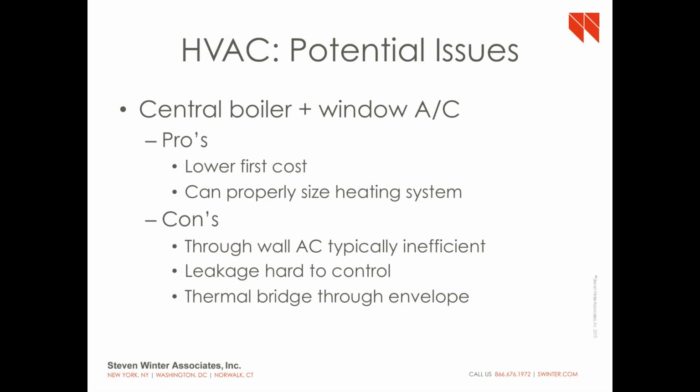So the pros of the first option are that it's a pretty low first cost. Central boiler, people can do that all day. Window ACs are very cheap. You can very easily size the heating system to match. One of the issues with passive house construction is they're so efficient that the smallest individual heating systems are much too large for the heating and cooling loads. They're just way oversized. We can't get anything small enough if you're looking for individual systems for passive house projects.